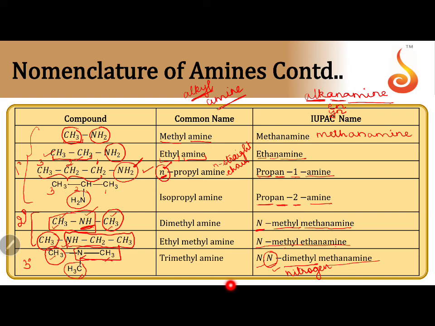In the next example, also we have propyl, but we see that this is an isopropyl, CH3, CH, CH3 group. So, isopropylamine. In the secondary amines, this is the nitrogen attached to 2 methyl groups. So, dimethylamine. This is the amine attached to methyl on one side and ethyl on the other side, alphabetically written ethyl, methyl, amine. In the last compound, this is the amine attached to methyl, methyl, methyl. So, trimethylamine.